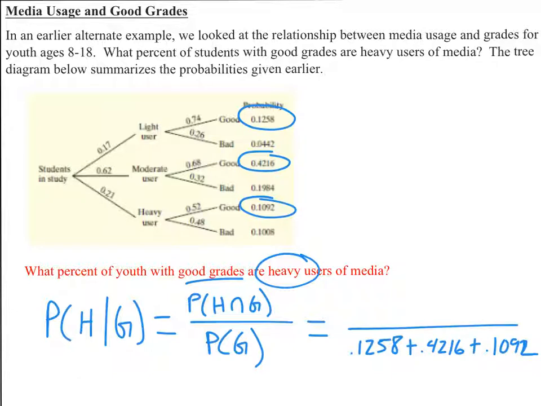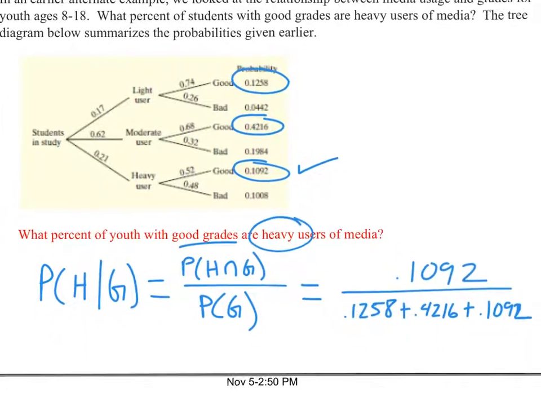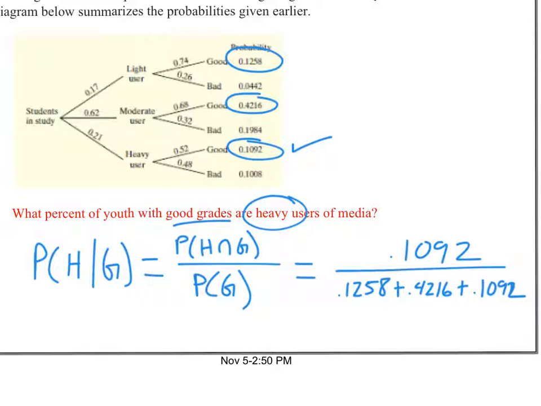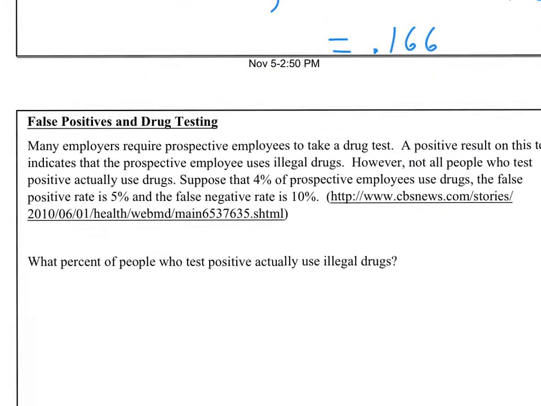Now what I need on top is specifically the students that fit both of these events. They have to come from the group that has good grades, and they have to be heavy media users. And that's them. 0.1092. We're all set up. We just have some number crunching to do. And we get 0.166. So if you know they have good grades, there's about a 16 to 17% chance they're a heavy media user.